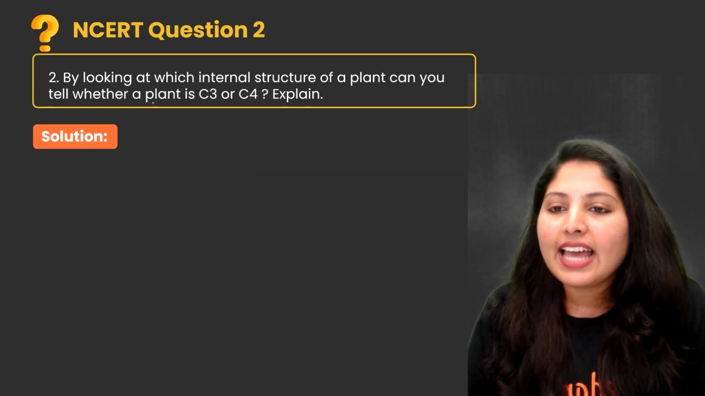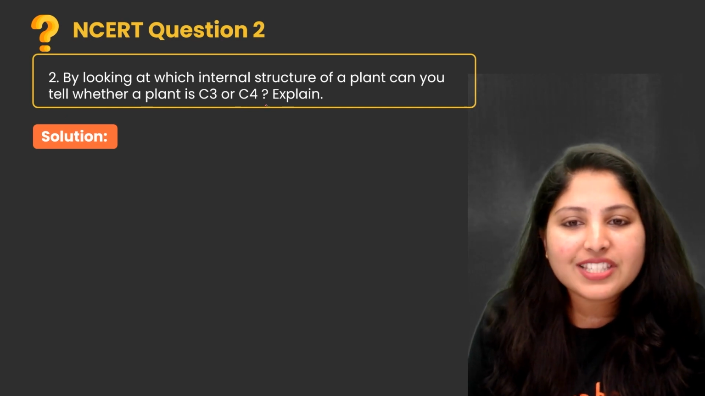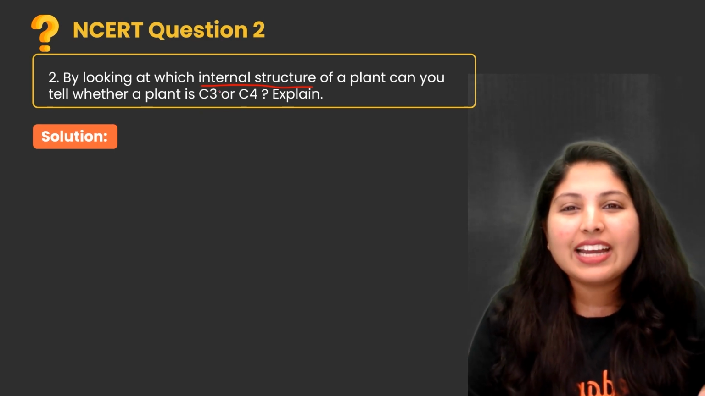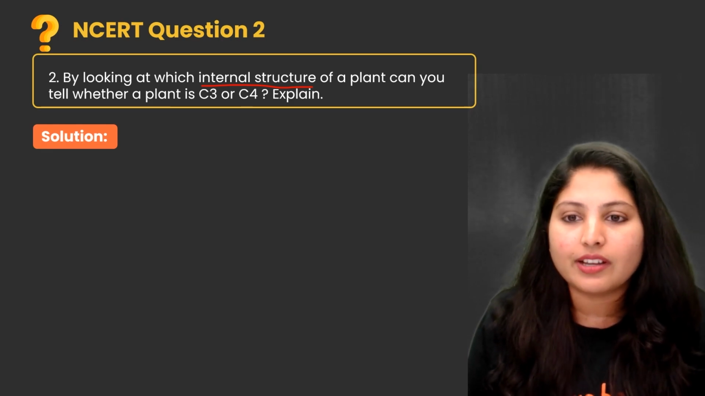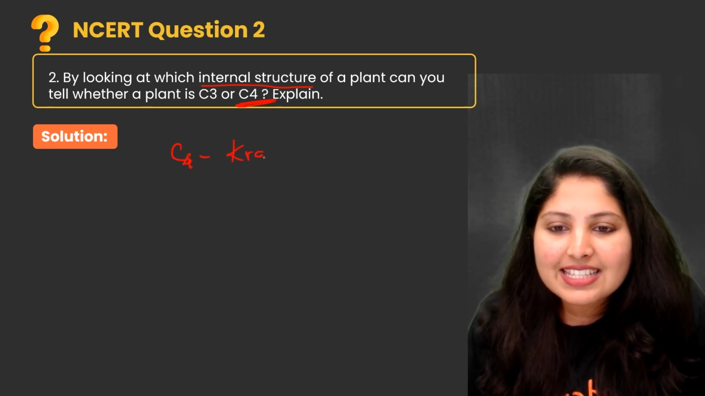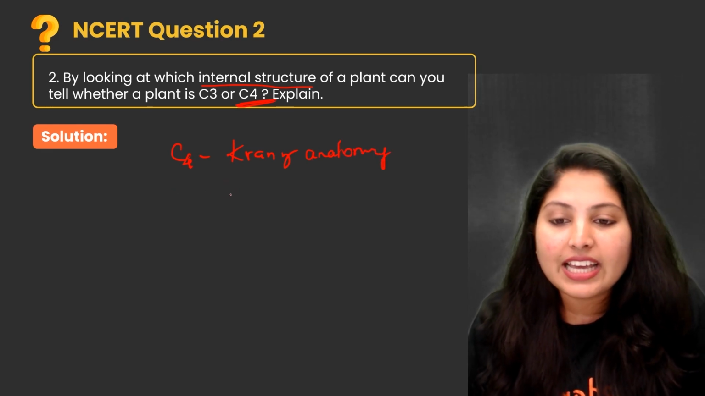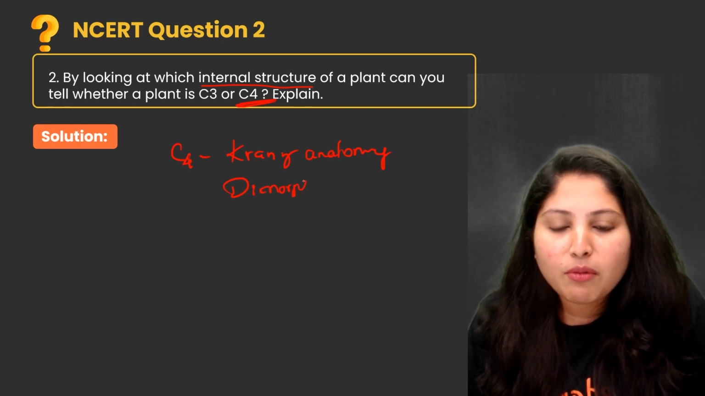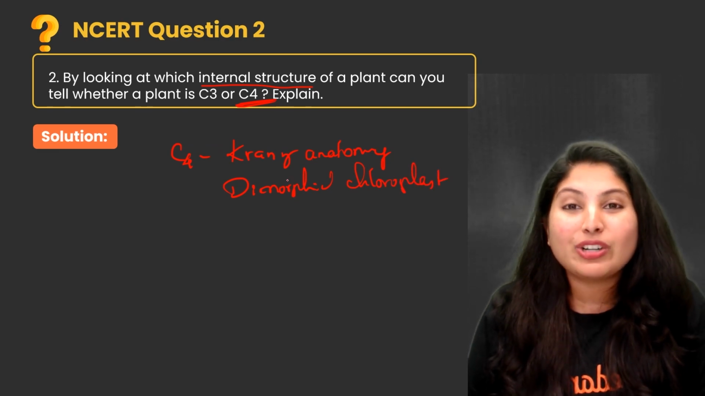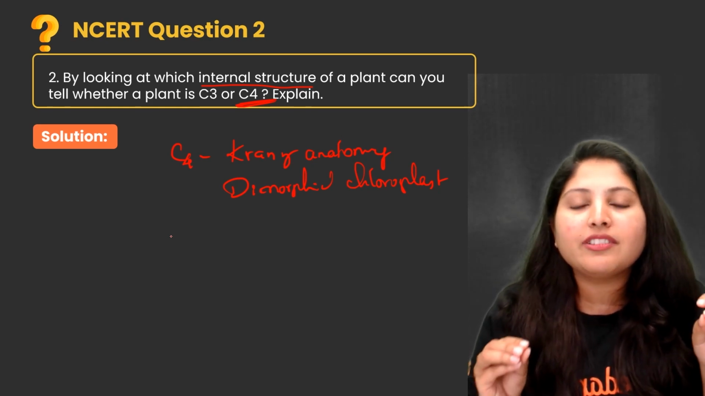Clear, right? By looking at which internal structure of a plant can you tell whether a plant is C3 or C4? Explain. Here they said clearly that the internal structures present only in C4 plants are, first, Kranz anatomy, and one more thing, dimorphic chloroplast. These two are the very important key characteristics of C4 plants, which are present only in C4 plants. In C3 plants these two structures are not present.